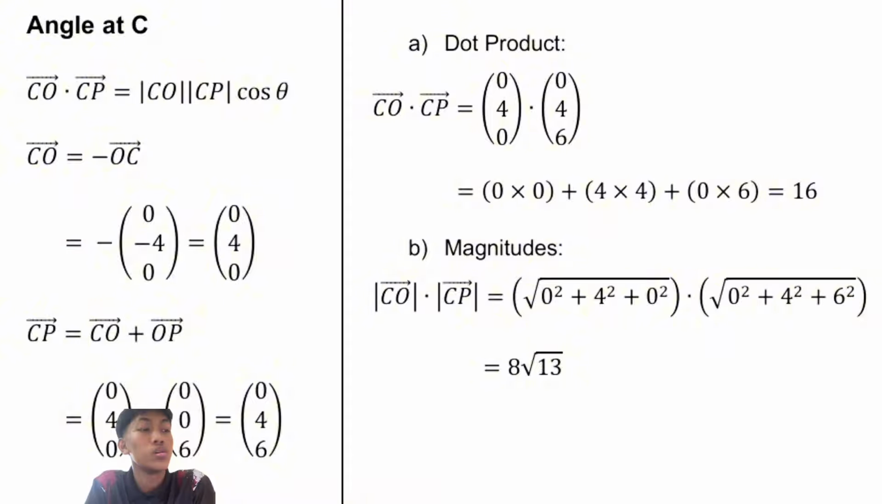Next we calculate the dot product, which is CO multiplied by CP. So how do we calculate the dot product? Here is the step: 0 multiplied by 0 plus 4 multiplied by 4 plus 0 multiplied by 6. So we get 16. And then we calculate the magnitudes, which is the magnitude of CO multiplied by the magnitude of CP. So how do we calculate the magnitudes? The magnitude of CO is the square root of 0 squared plus 4 squared plus 0 squared, multiplied by the square root of 0 squared plus 4 squared plus 6 squared. So the final answer is 8√13.